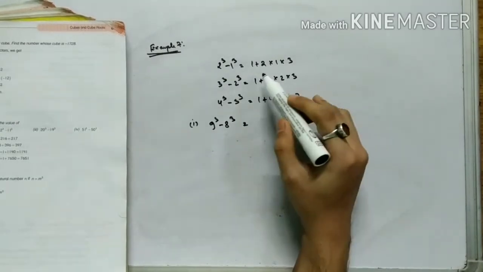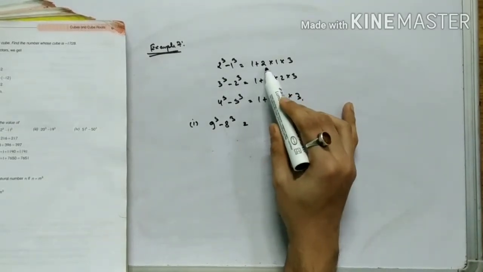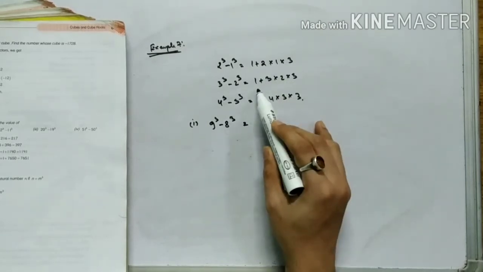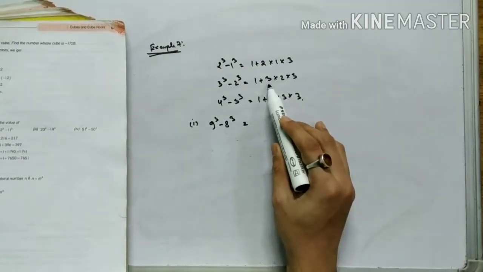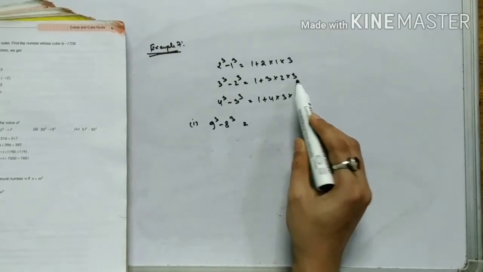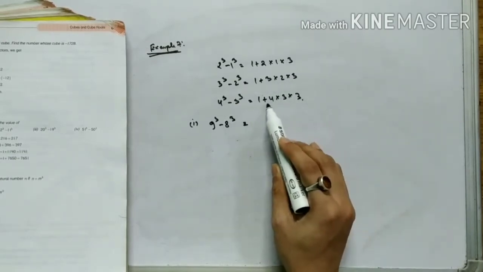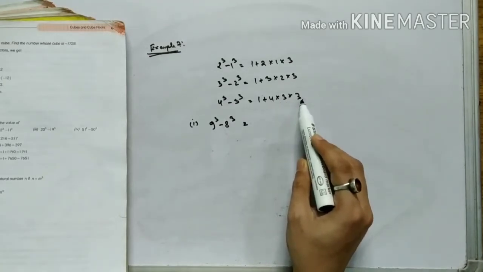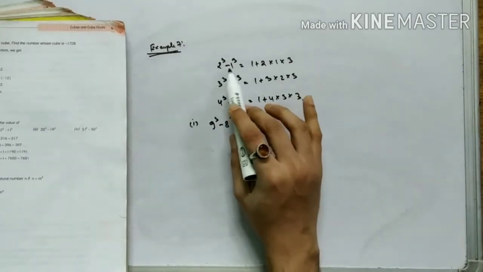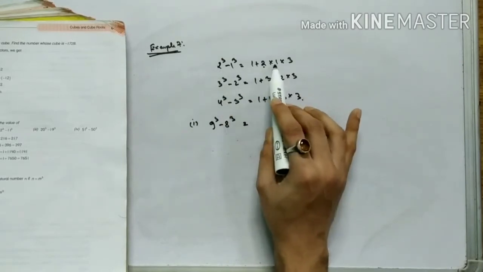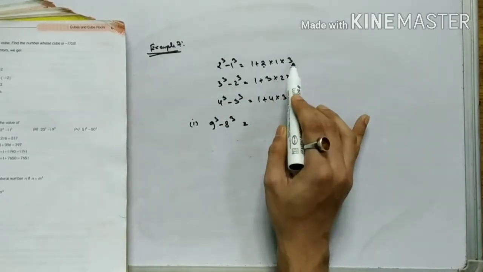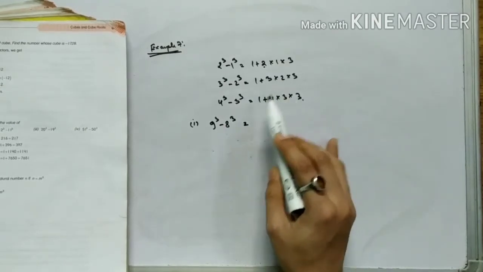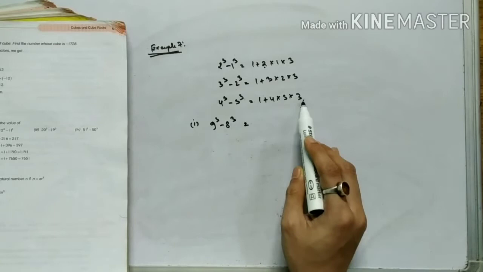So you see the pattern: 1 plus 2 into 1 into 3. Okay, 1 plus 3 into 2 into 3. Next again 1 plus 4 into 3 into 3.